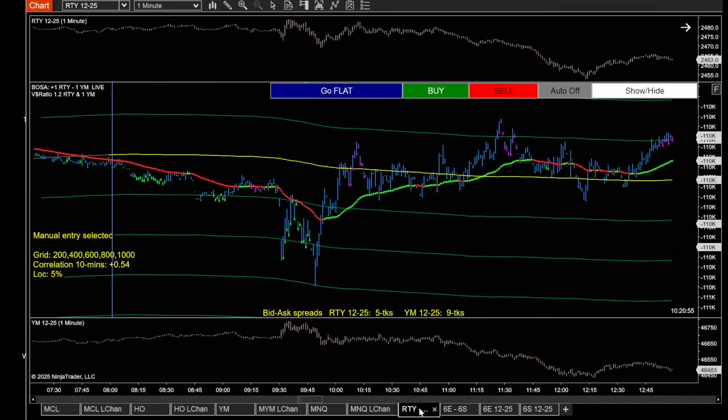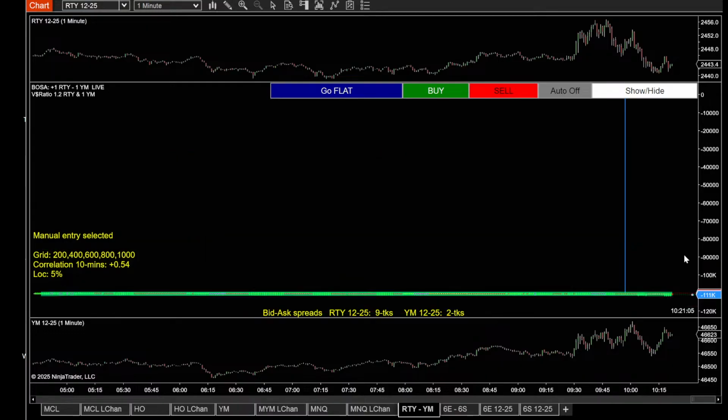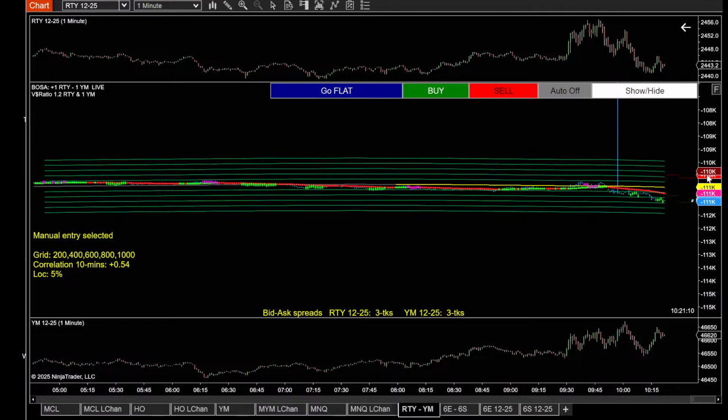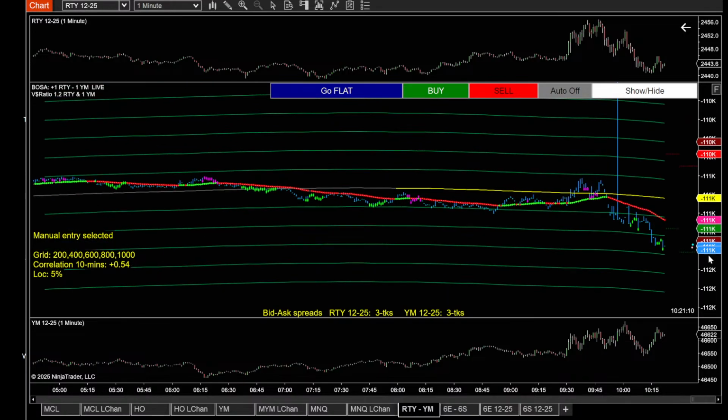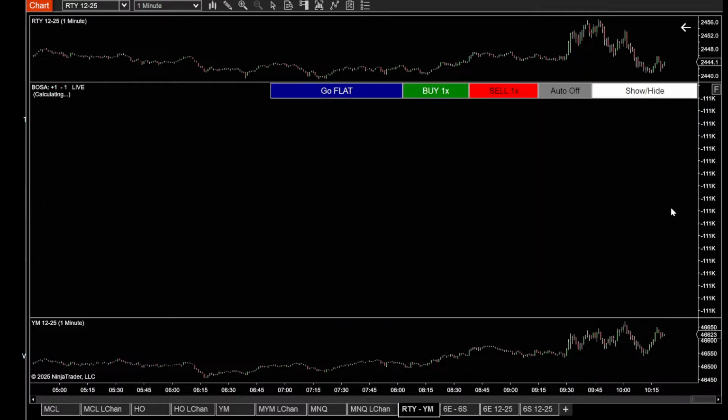Let's look at the RTY and the YM spread. Now this is a little different. Let's move to the current time. Let's make this a little bit better. I'm going to refresh that. We have a little errant price data.